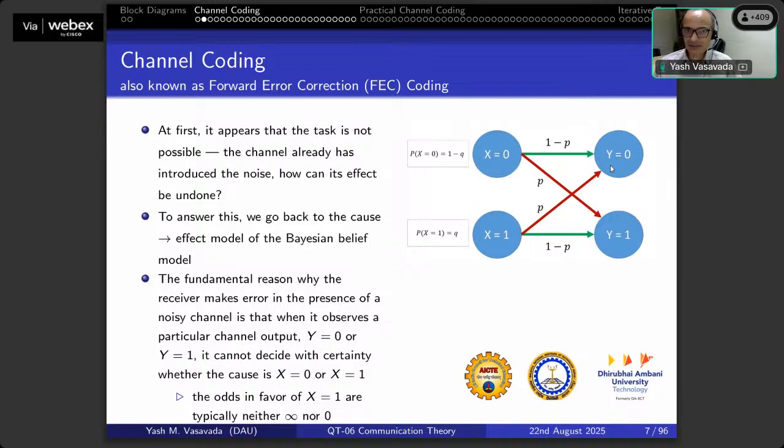That is the question I'm asking you. When you receive y equal to 0, can you say with certainty that x is equal to 0? The transmitter sent bit 0?